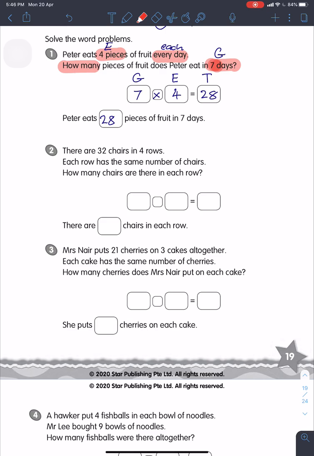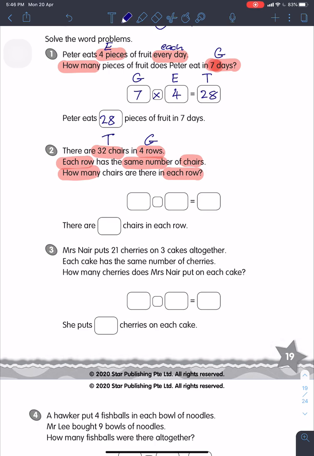Alright, there are 32 chairs in 4 rows. Each row has the same number of chairs. How many chairs are there in each row? So in this case, 32 chairs represents the total. So we know the total, and we're going to start with the total. That means we are going to do a division. So there are 32 chairs in 4 rows. 4 rows would represent the group.